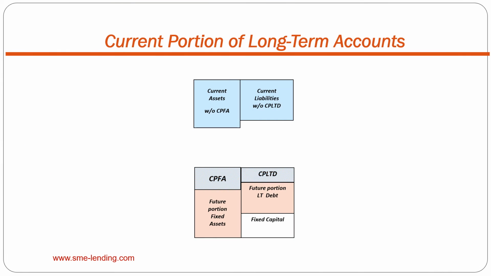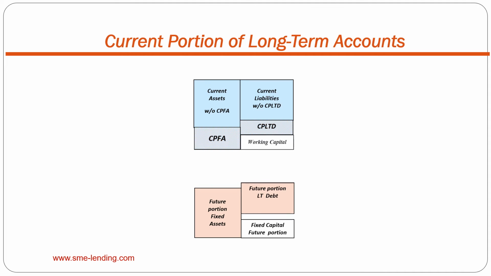GAAP has already established the precedent for slicing the current portion off of a long-term account. GAAP requires that the portion of long-term debt due in the current period be sliced off and reported as a current liability. With the discovery of CPFA, we can now apply the same logic to the left side of the balance sheet, slicing off the portion of fixed assets that is scheduled to be consumed, depreciated, in the current year, and reported as a current asset. What applies to the right side of the balance sheet must apply to the left. Consistency is an important objective in GAAP.